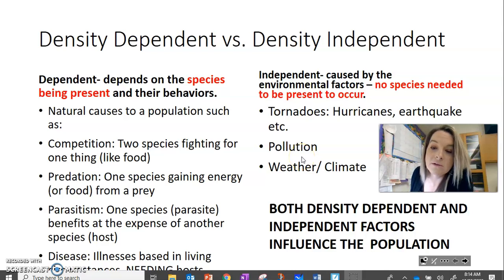Now, could we have caused it? Sure. But pollution can come from other factors, like volcanoes can cause extra CO2 and gases in the air. That's not dependent on a population, a volcano erupting and having pollution come out of it. Both density-dependent and independent factors influence the population to change. It's usually in the negative pattern.